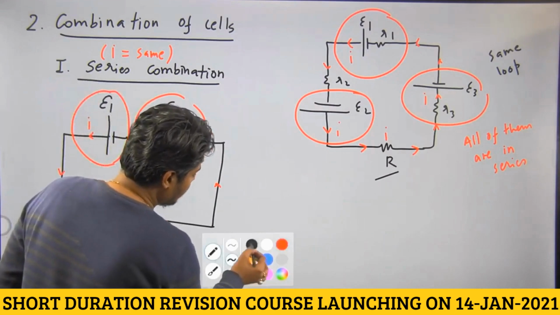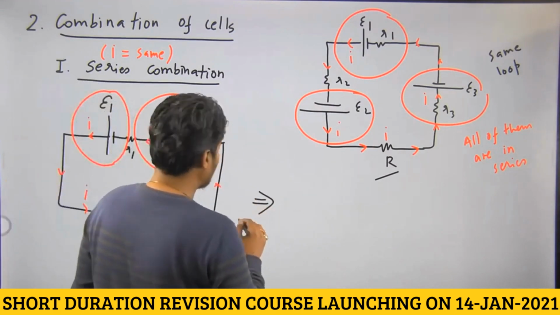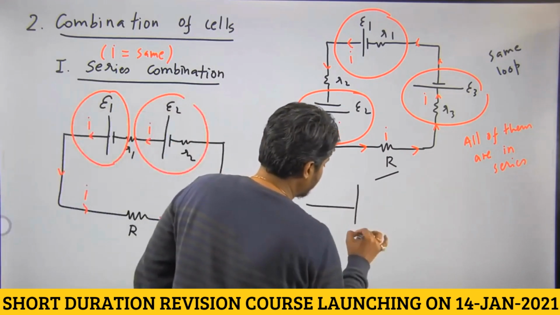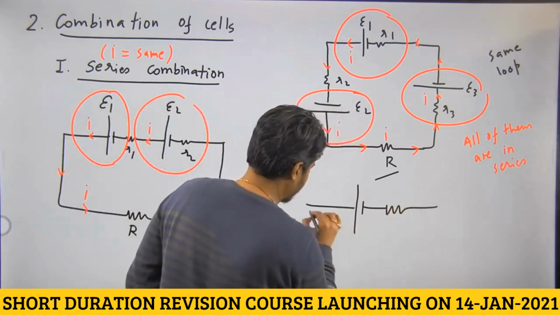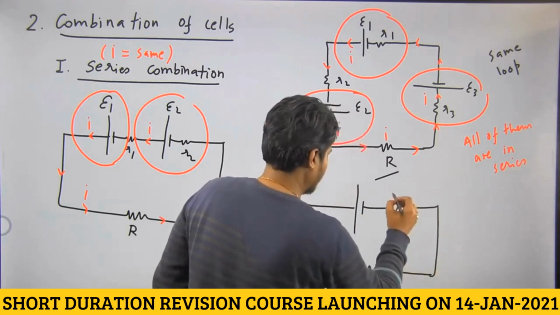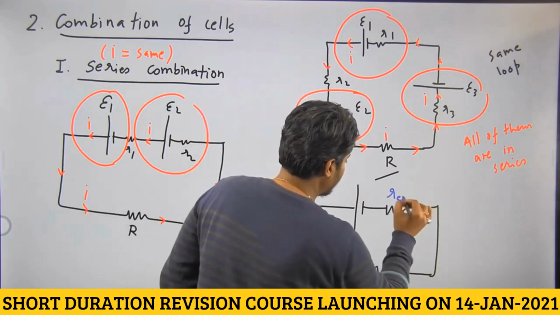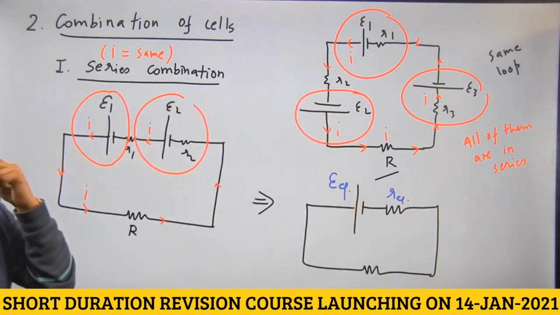Once we identify that they are in series, we can combine them: these two cells can be combined to form a single cell, which we will call E equivalent, and a single resistance as R equivalent, and you can make it a simple circuit. This is R equivalent, and this is E equivalent, that is all.